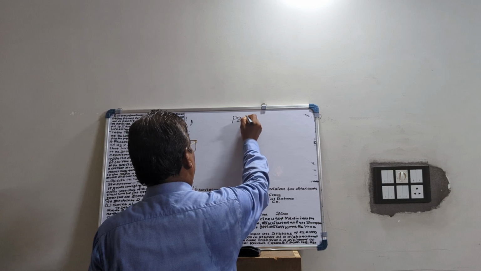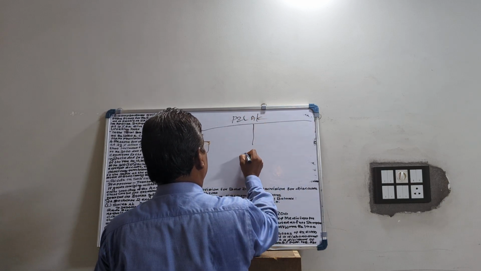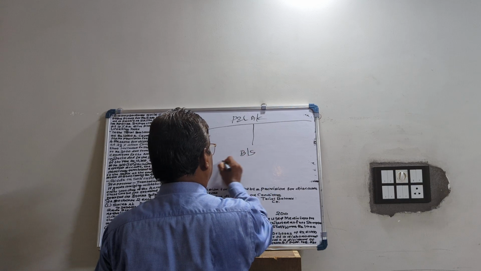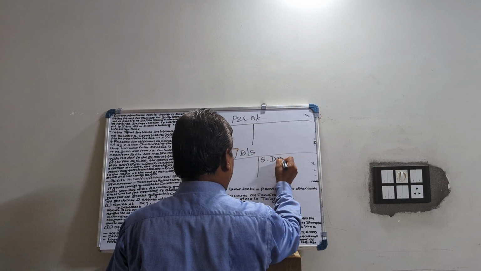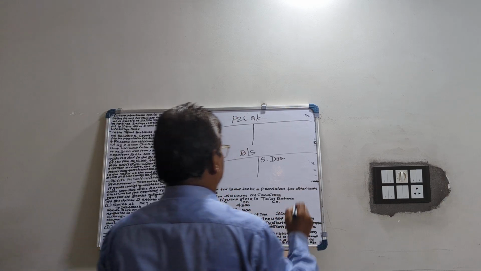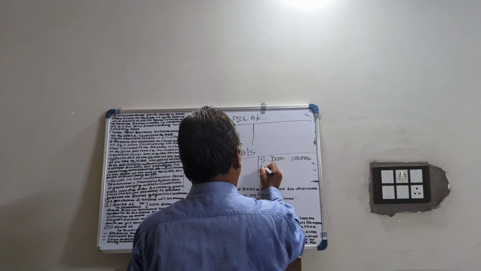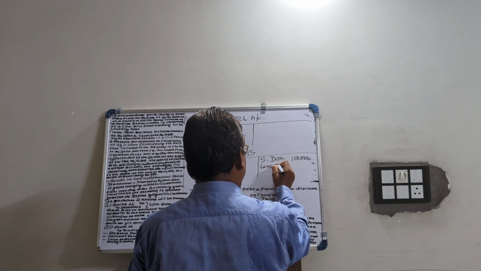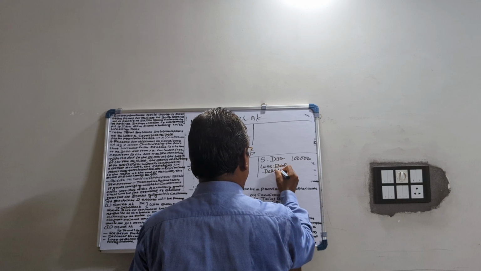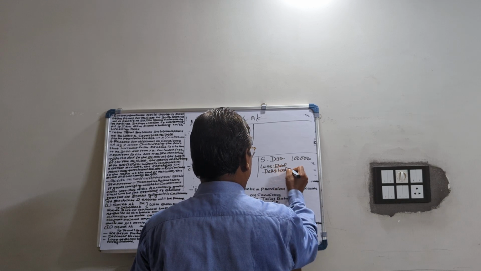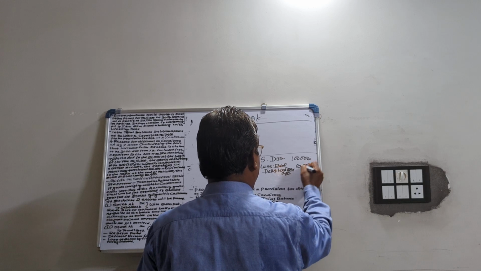So this is the profit and loss account. This is the balance sheet, asset side, sundry debtors. Suppose sundry debtors is 1 lakh, then less bad debt written off. Suppose bad debt written off is 10,000. So it is 90,000.